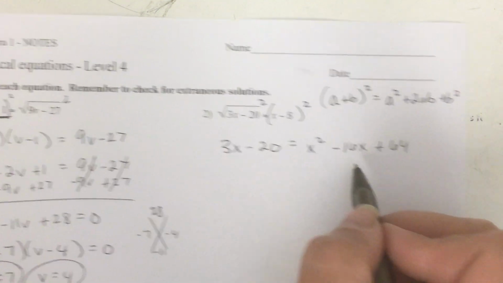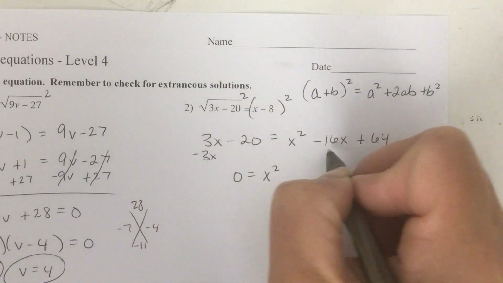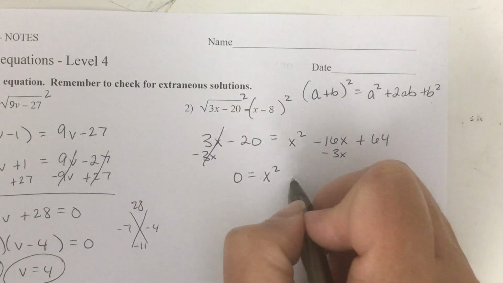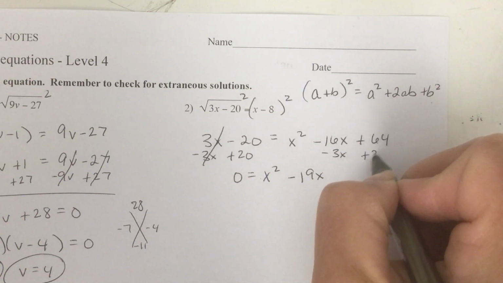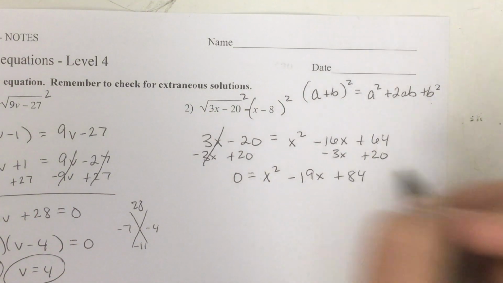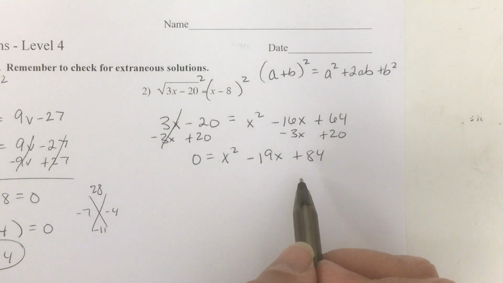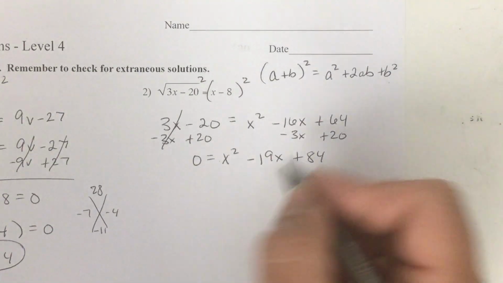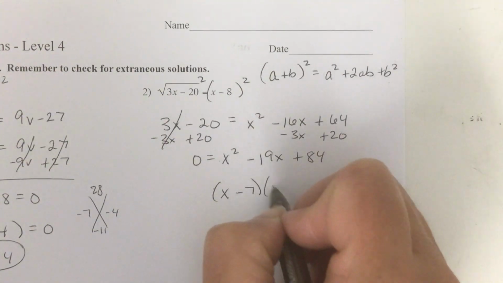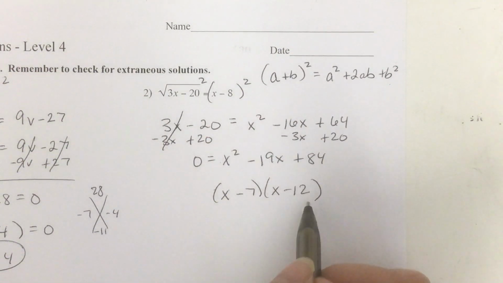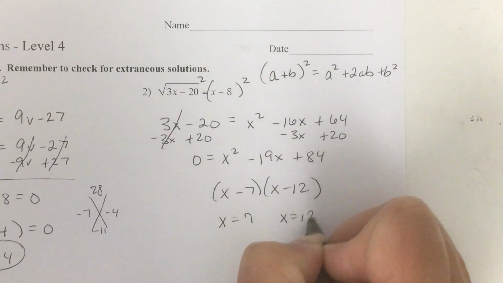Move everything over to the side where you have the x squared. So I'm going to subtract 3x from both sides. That's going to give me a negative 19x. I need to add 20 to both sides. That's going to give me plus 84. Again, you can use the quadratic formula here. If you want to, go ahead and pause the video and do that. I'm going to factor because I know that 7 and 12 multiply to 84. So a negative 7 and a negative 12 adds to negative 19. So this gives me x equals 7. This gives me x equals 12.